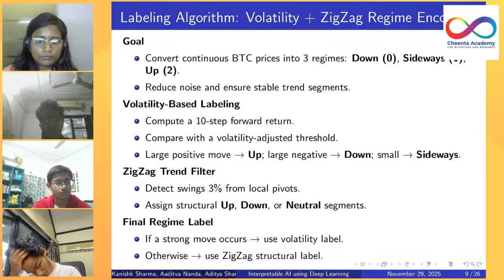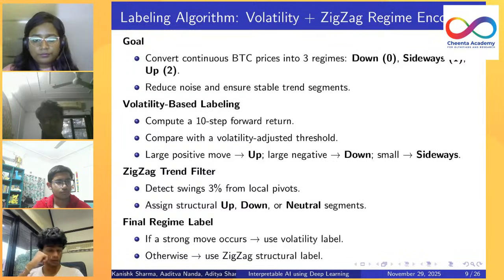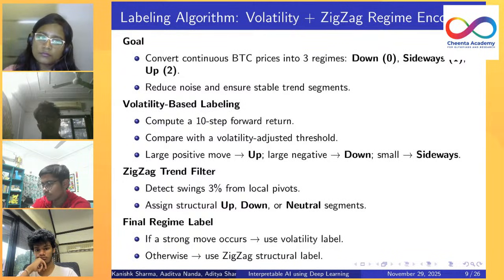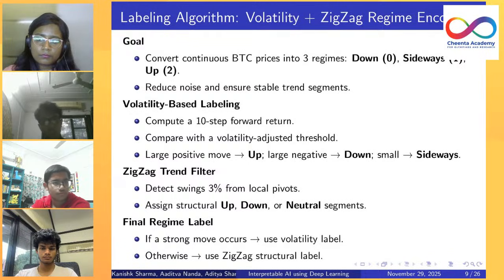In parallel, pivot-based zigzag thresholds on price changes define a structural label over swings between pivots with a threshold of 3%. So finally, what the algorithm does is, if there is a large movement, that is, if y is equal to either 0 or 2, then the volatility label is used, and in case of sideways, the zigzag label is used. Moreover, a minimum regime length constraint then merges any run shorter than 5 timestamps into neighbors to avoid very short or noisy labels.